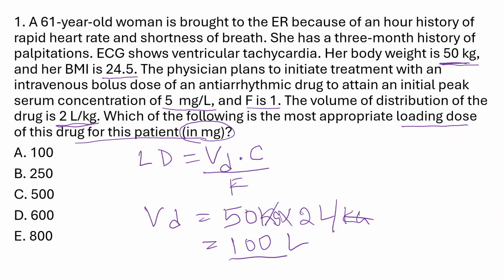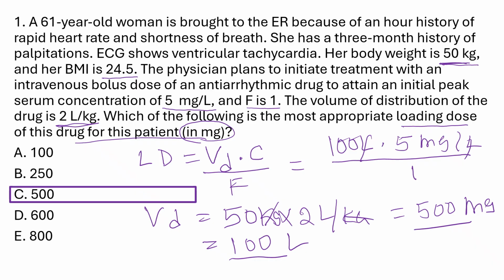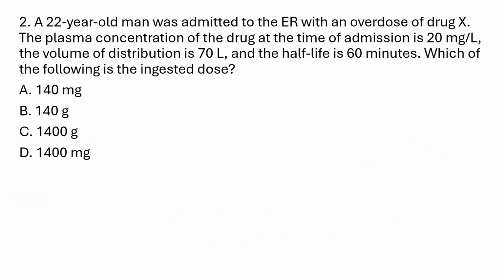Now plug in the values: Vd is 100 liters times concentration 5 milligrams per liter over F is 1. 100 times 5 is 500, the liters go away, so that is 500 milligrams. That is how we calculate the loading dose. Let's go to the next one.